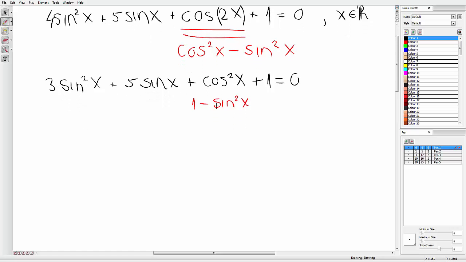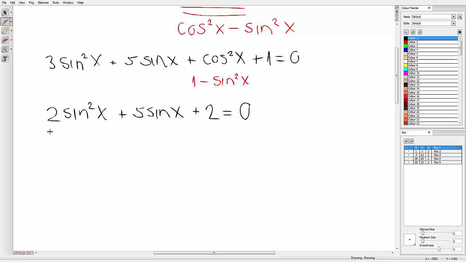3 sine squared x minus sine squared x is equal to 2 sine squared x, plus 5 sine x, and we have plus 1 and plus 1, well, that's just plus 2, and it's equal to 0. And does it look like a quadratic equation to you? Well, I hope it does, because now we're going to input a t substitution. Well, t is equal to sine x.